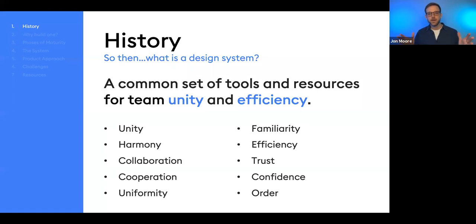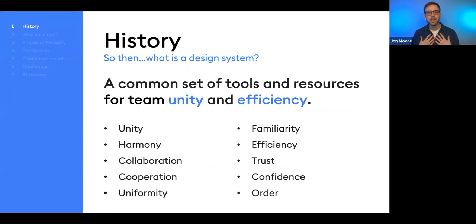And lastly, it's about order. I wanted to put this one last because it's a bit of a contested one if you think about it. I know a lot of designers will say, well, we have a design system and sometimes it feels a little bit restrictive. Like I can't do anything with it outside of those Lego bricks that I have inside of the design system. But the fact of the matter is order can be very, very freeing.